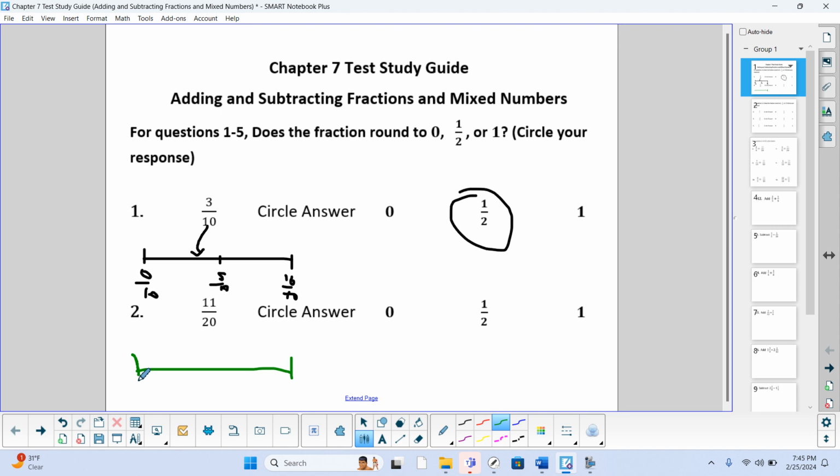If I had 20ths, this would be 0/20, and this would be 20/20. Right in the middle would be 10/20. So 11/20 would be closest to this, right over there. So this is also 1/2.